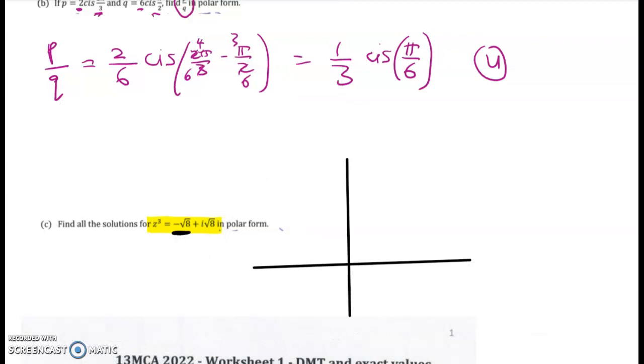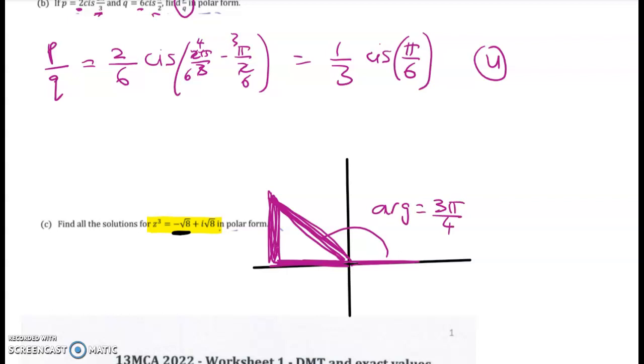Right, so negative root 8 means that I'm going back here. And then plus root 8i means I'm going up here. Right, very messy, but you can see straight away that I've got a special triangle. So two things to notice here. The angle, the argument, is formed with the positive direction. So the arg is equal to 3 pi on 4.